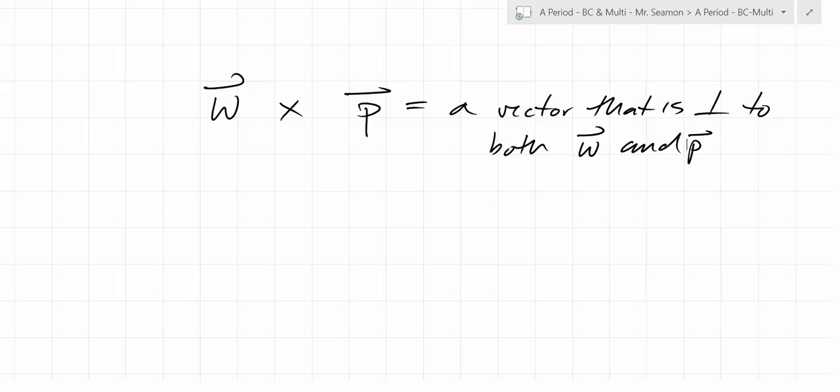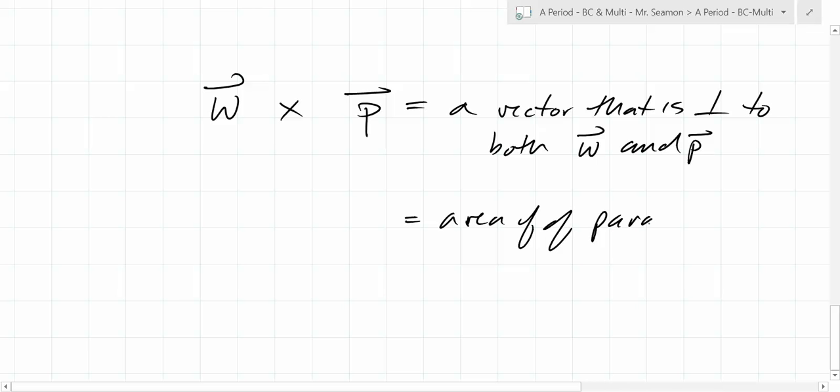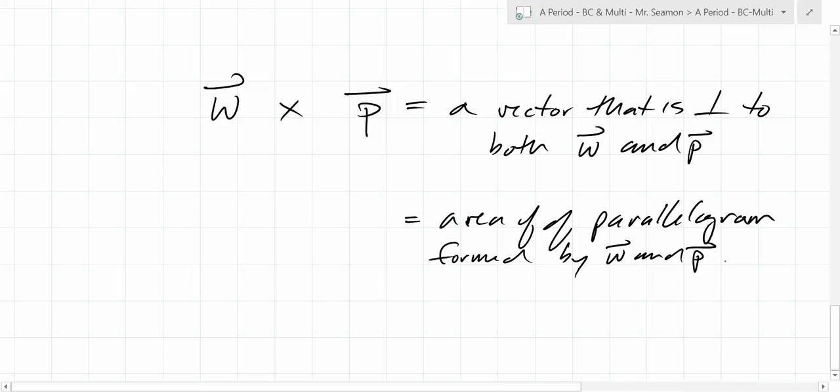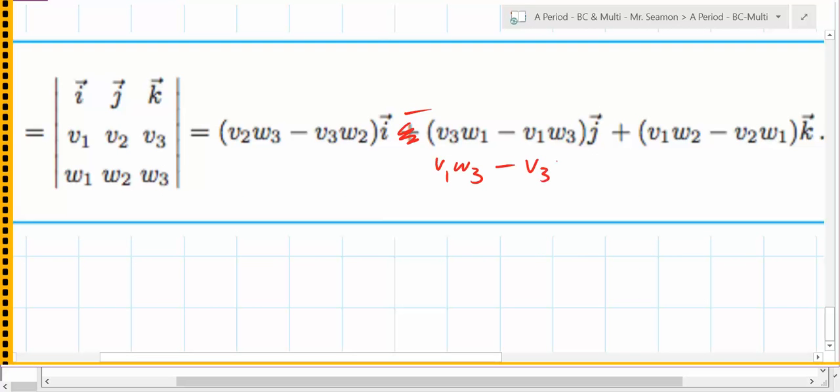What else do you get? There's something else it gives you. James, what else does it give you? It's perpendicular component on vector. That's what they just said. Okay. It gives you the area of a parallelogram, which is only one-upped by parallelepiped. Area of parallelogram formed by what? Those two vectors. Yeah, by W and P. Correct. That's the two things it gives you. You call that an area vector. Correct. Yeah. And you make it minus V3W1.